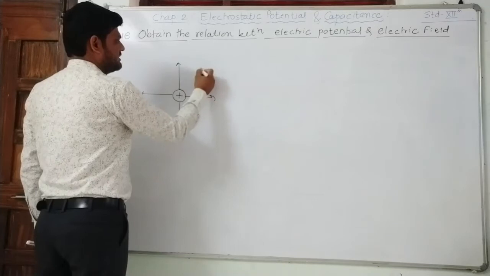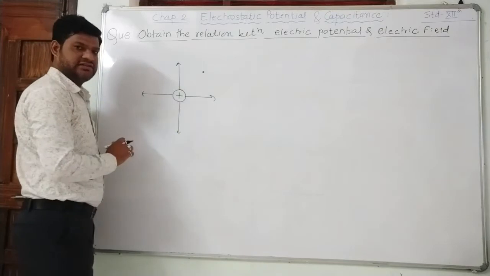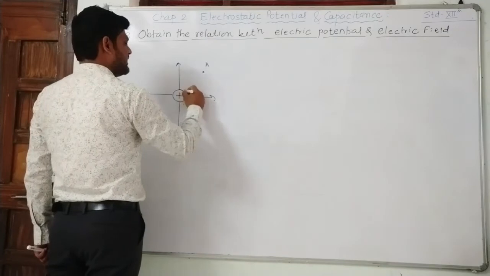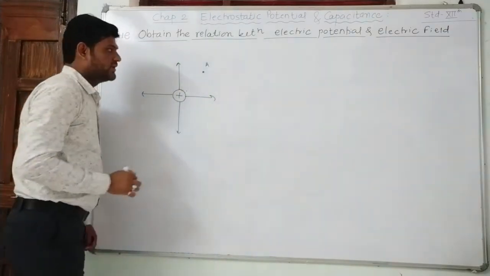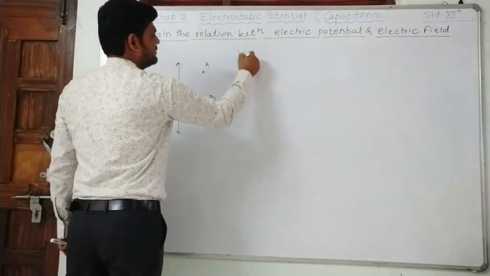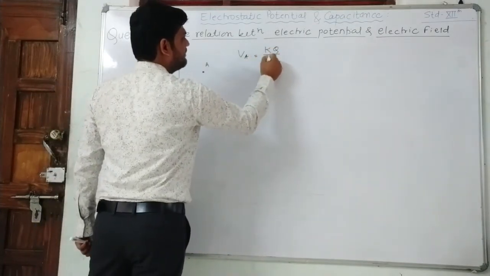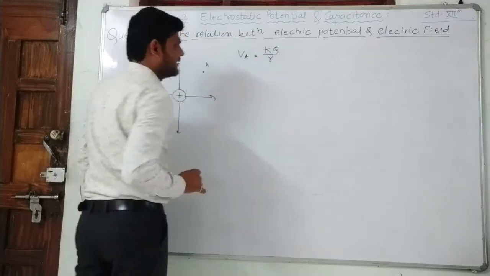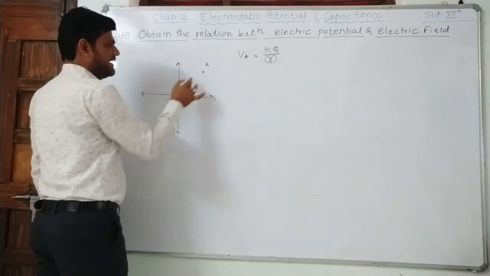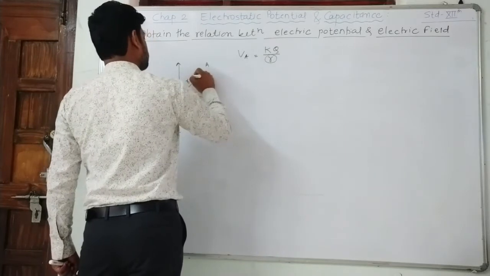Suppose at a distance of 1 centimeter from the plus Q charge, which we can consider the source charge, there is a point A. What is the potential of this point that we can calculate? The potential of point A is VA, and VA equals KQ divided by R, KQ by R. What is R? R is the distance of point A from the source charge, and that is equal to 1 centimeter.